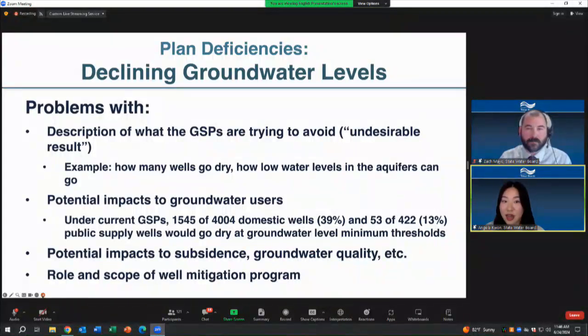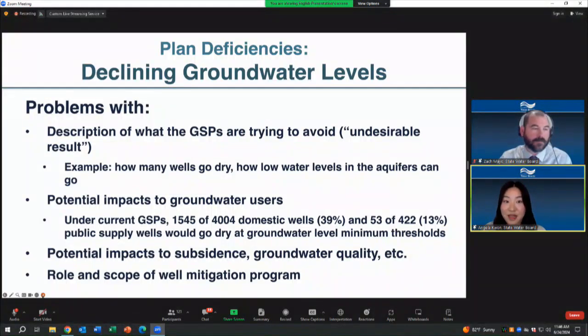The plans do not describe how groundwater level thresholds would impact subsidence, degradation of groundwater quality, and depletions of interconnected surface water. Finally, the 2022 plans mention developing a well mitigation program, but lack sufficient details in how domestic well owners and water supply providers would be supported if their wells go dry due to groundwater management.